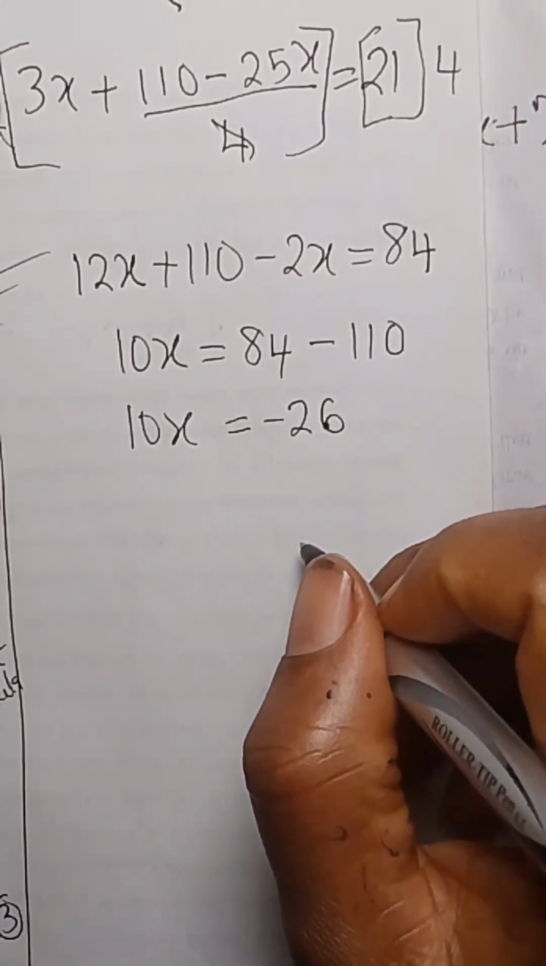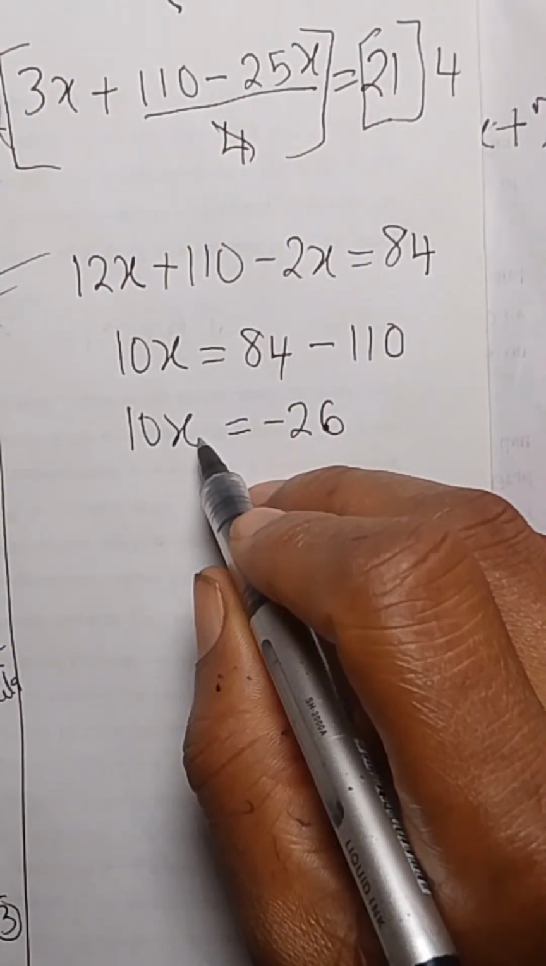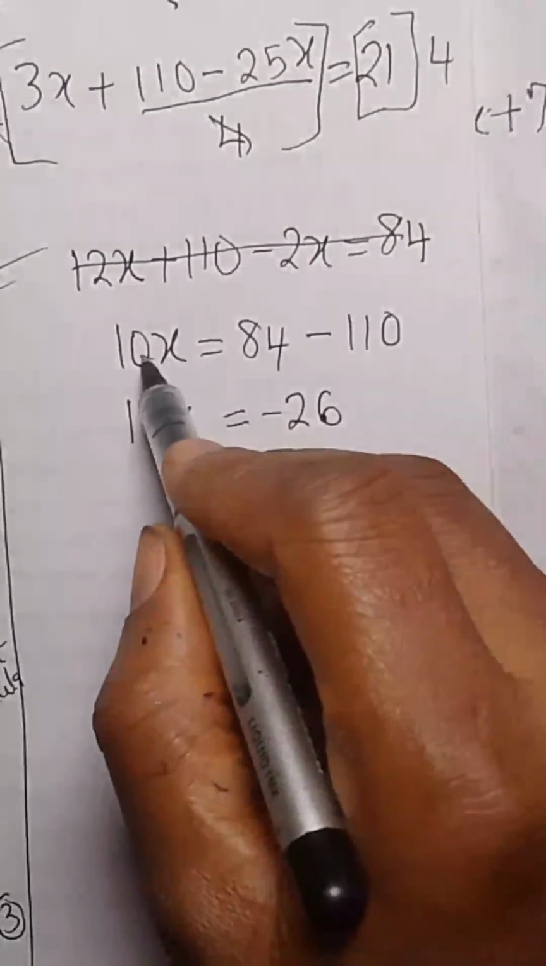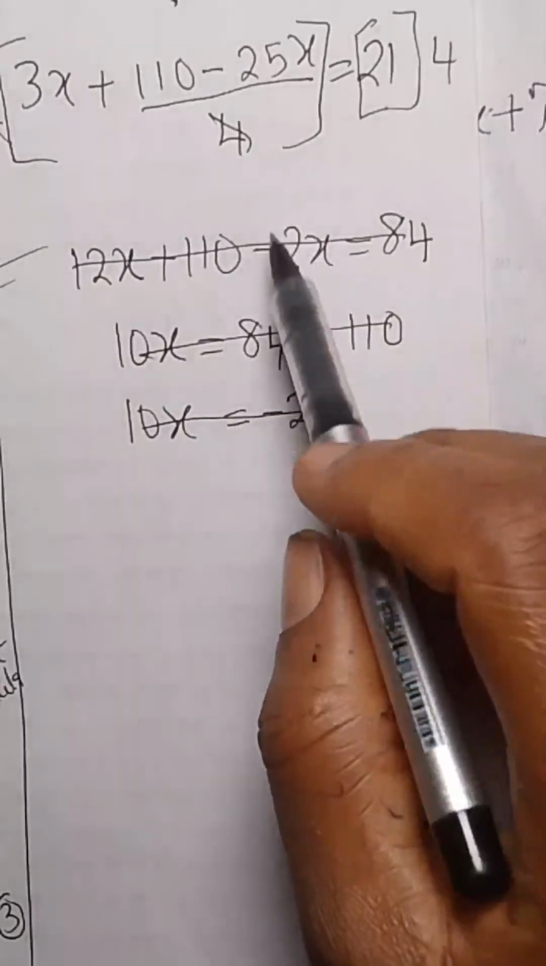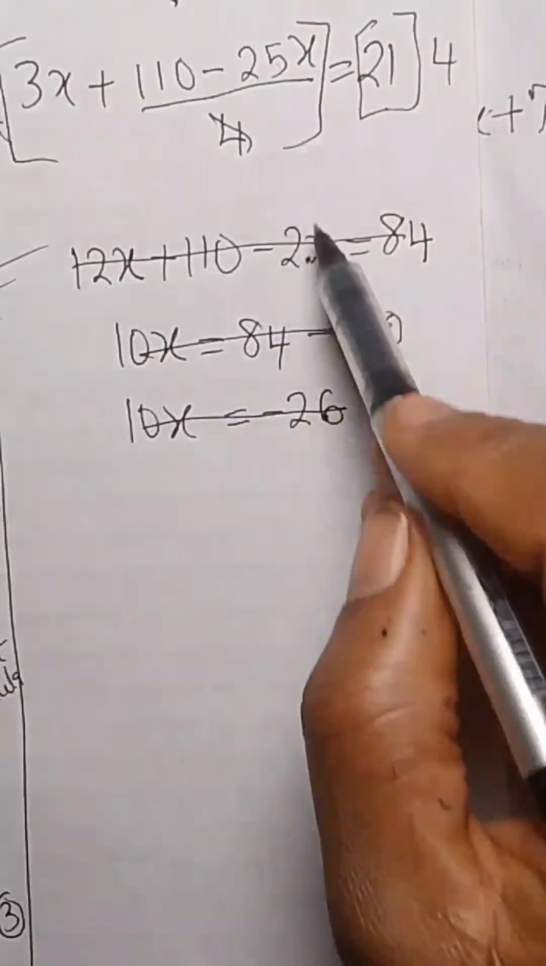All right. So I'm going to start afresh. I made a mistake here. This is 25 and not 2.